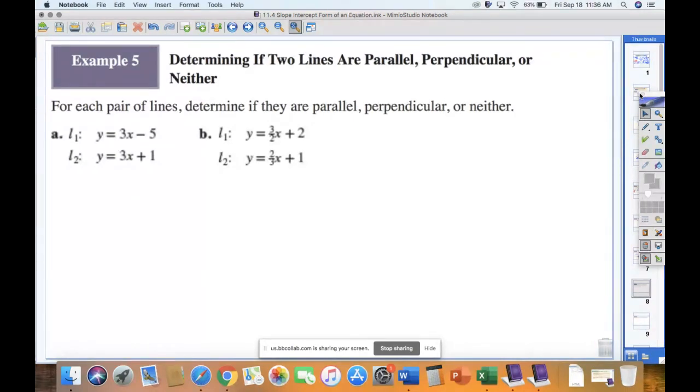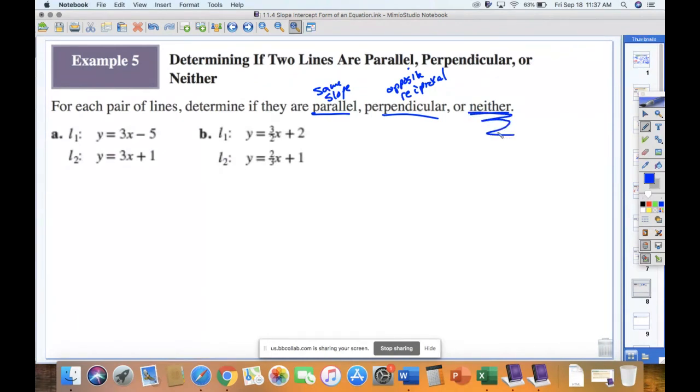So example 5 asks us to, given a pair of lines, determine if they are parallel, perpendicular, or neither. Are they parallel? Are they perpendicular? Or are they neither? And I think back to 11.3. I remember parallel meaning they have the same exact slope. So if two lines have the same slope, they're parallel. Easy peasy. Perpendicular means they have opposite reciprocal slopes. So if they have that, then it's perpendicular. If it's not, then it's not perpendicular. If it's neither parallel nor perpendicular, then it is neither.